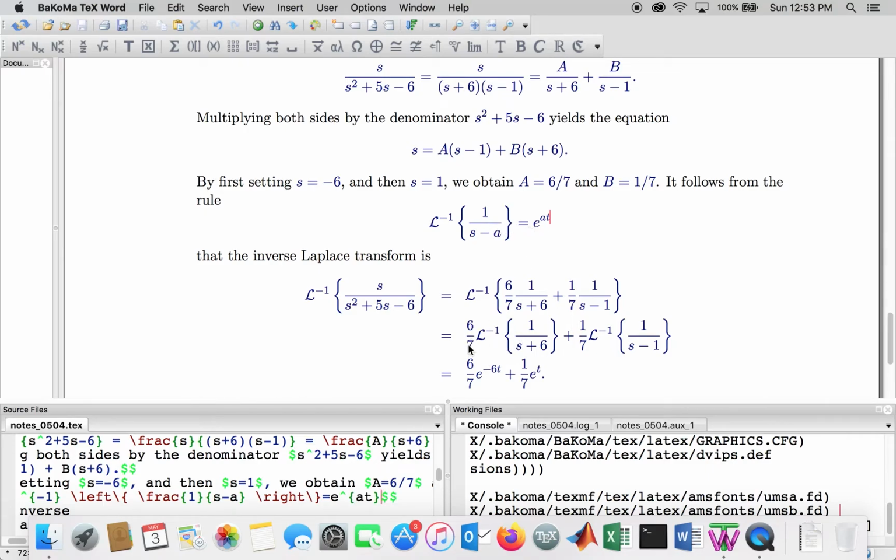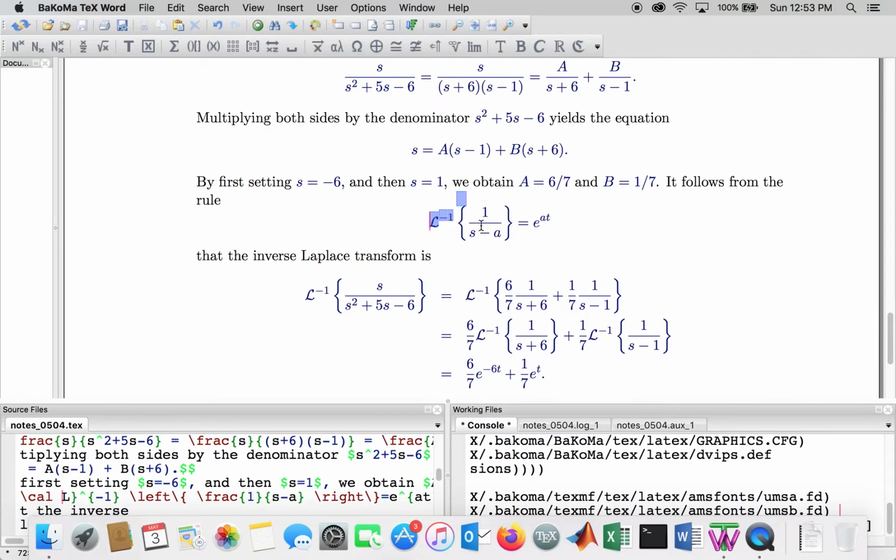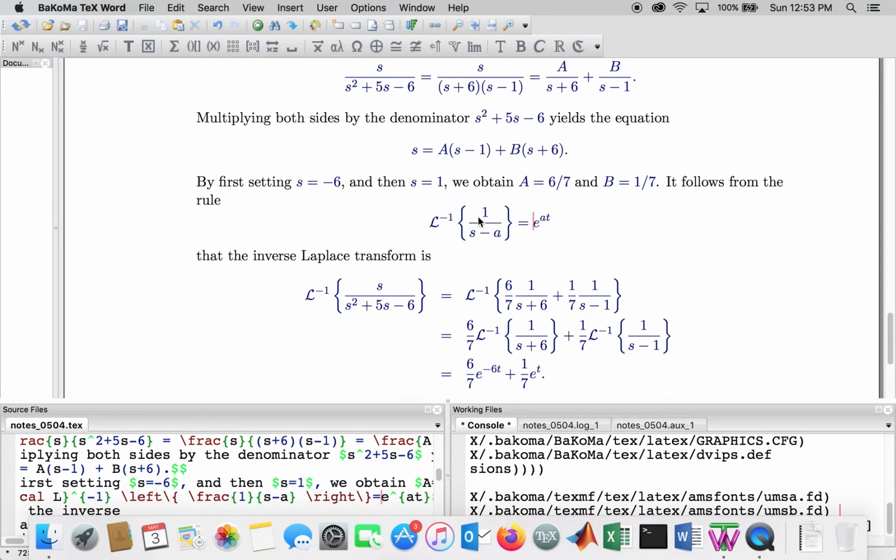times the 6/7 that was pulled out, plus e to the 1 times t multiplied by this 1/7 that was pulled out. So this rule, anytime you have a constant over a linear factor, you can always pull out the constant. You have 1 over s minus a, that transforms back to an exponential, e to the at.